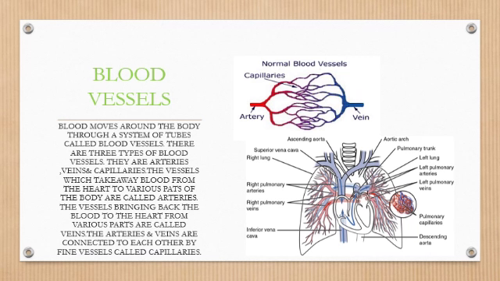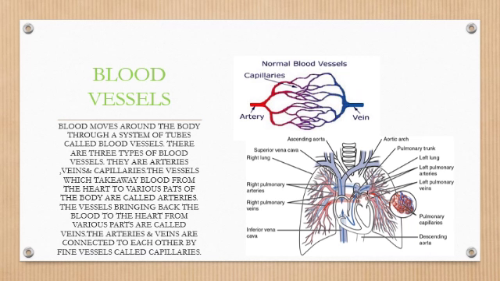Okay children, so there are three types of blood vessels. They are arteries, veins and capillaries. So the blood vessels are of three types. Here you can see the picture. The reddish color one are called as arteries. The blue color one are called as veins, and the network of the arteries and veins together are called as capillaries. So blood moves around the body through a system of tube-like structures called as blood vessels. These blood vessels are of three types: arteries, veins, capillaries.